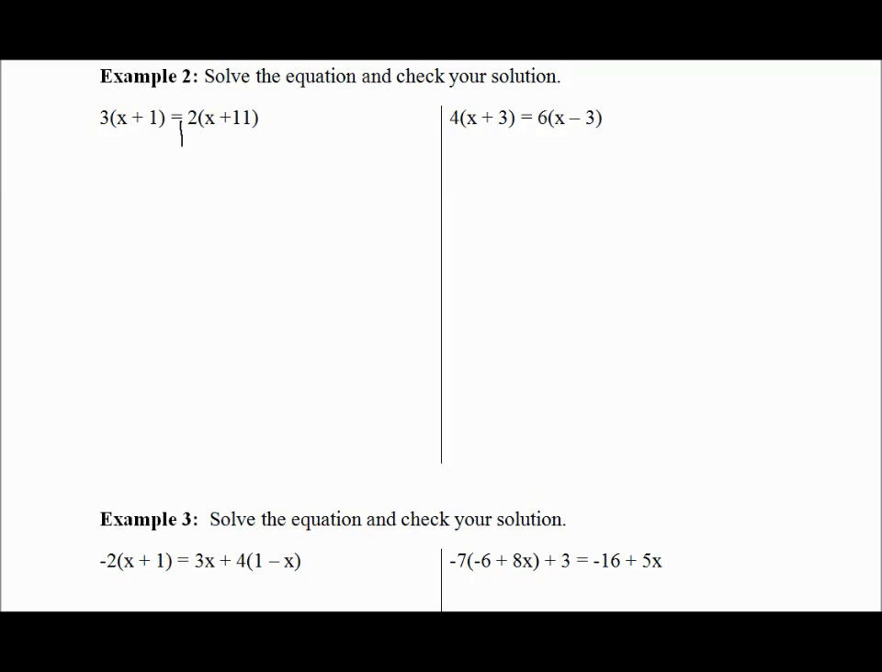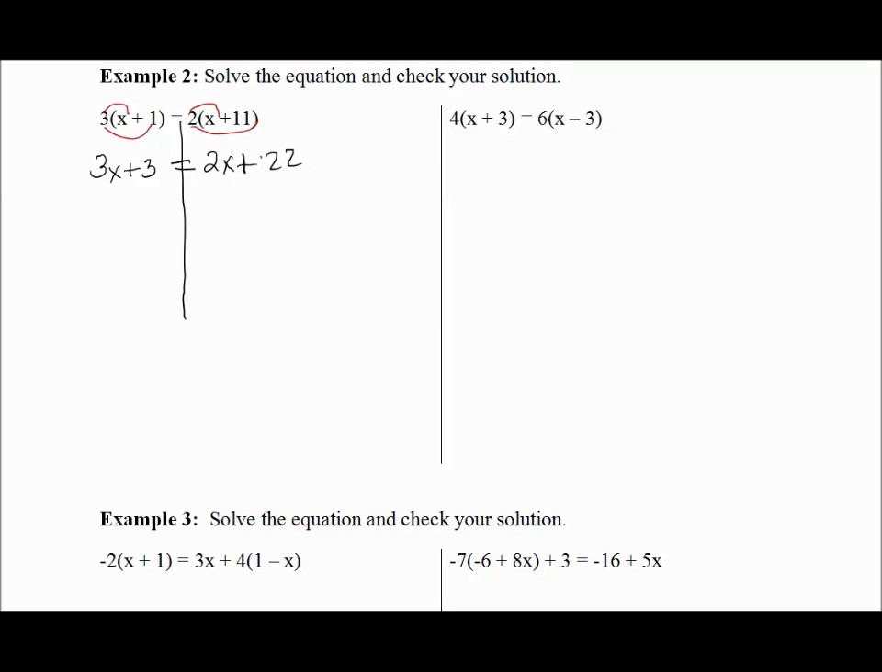For the first one, starting off the exact same way, I'll use my distributive property on the left, and I'll distribute the 3 to both terms inside the parentheses, and that will give me 3x plus 3. Bring down my equal sign. Distribute on the right the 2. 2 times x is 2x, and 2 times 11 is 22.